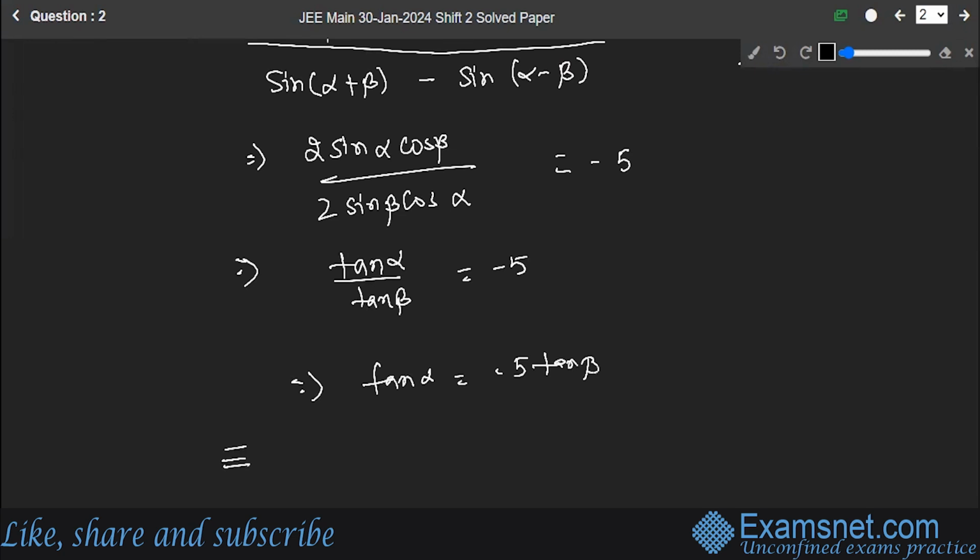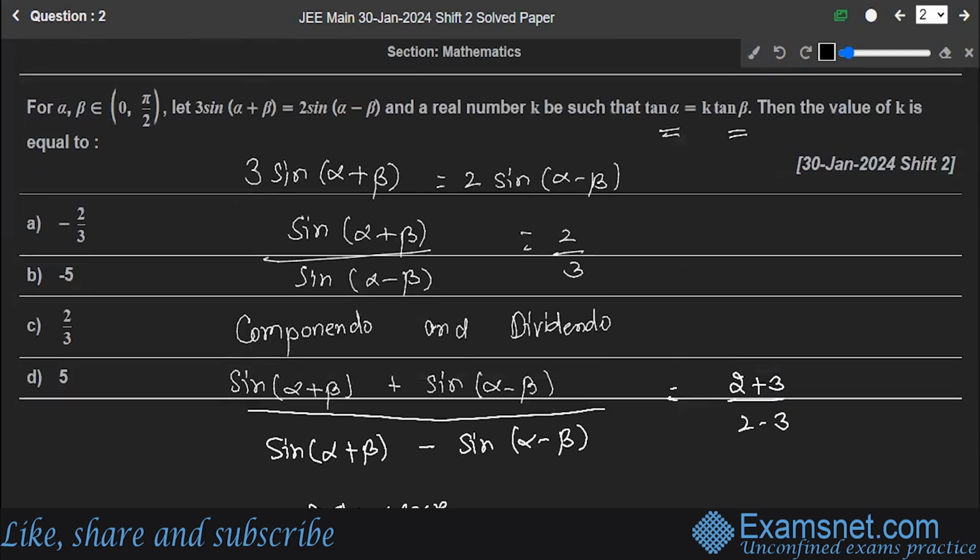Now, according to the question, you have tangent alpha is equal to k into tangent beta. That means k is equal to minus 5. So you have option B as the right answer. Hope you're clear with this. Let's move to the next question.